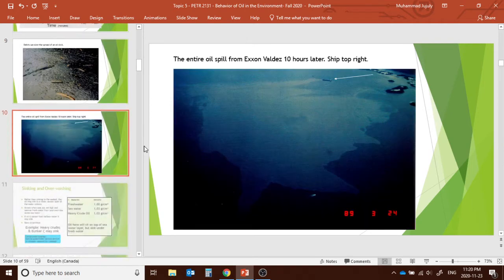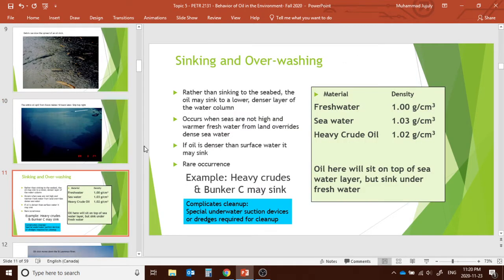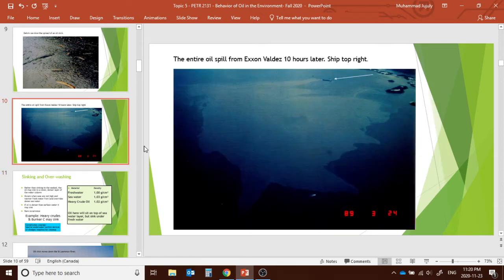Now, debris can slow the well's leak. Sinking and overwashing. So just imagine this is the spill source, and 10 hours later, the Exxon Valdez. This is the graph of the Exxon Valdez. This is the area where it actually spread the crude oil.